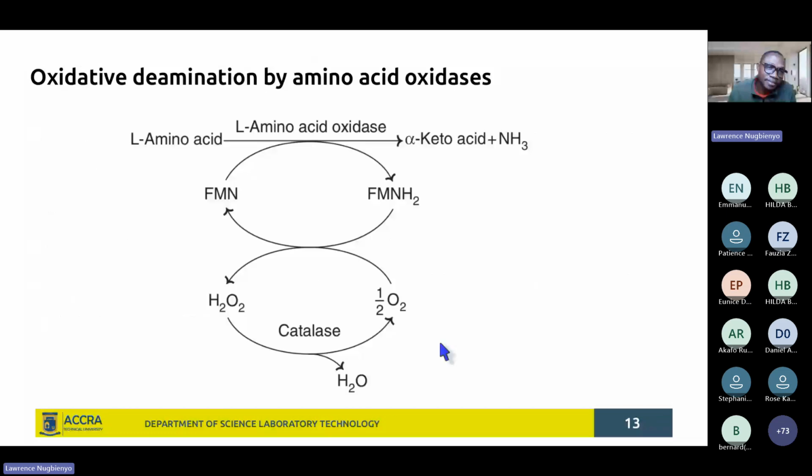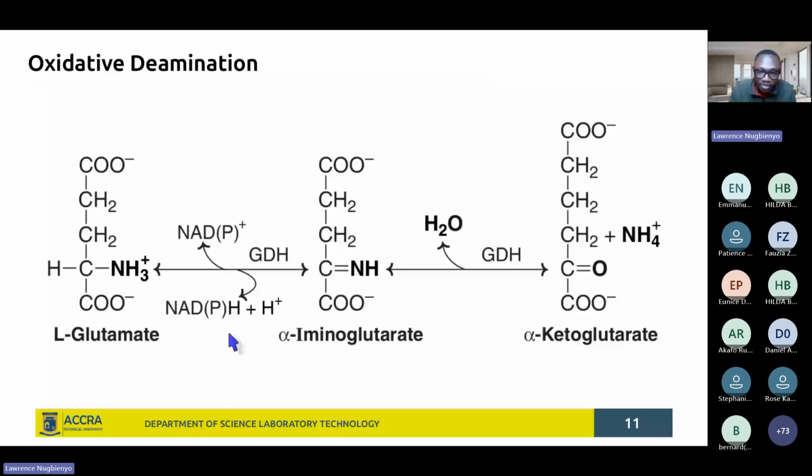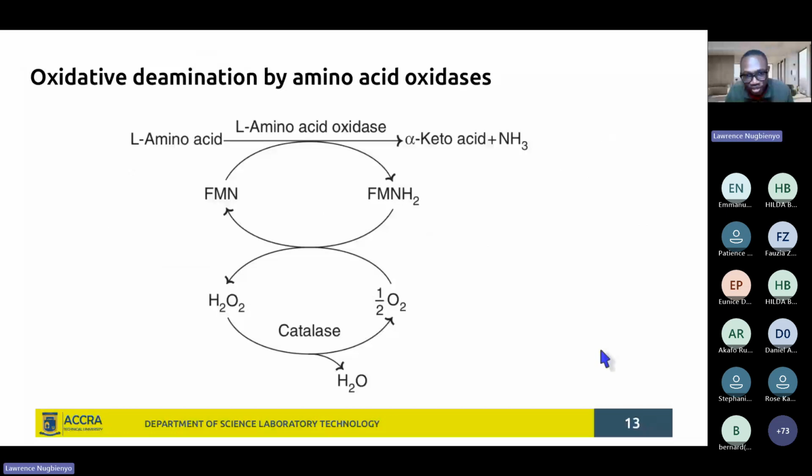Right. Now we're looking at oxidative deamination by amino acid oxidases. What we saw before this was oxidative deamination by glutamate dehydrogenase, and you saw that process. If you go back to it, from L-glutamate you have a transition state, alpha-iminoglutarate, before you get alpha-ketoglutarate. That is the process that glutamate dehydrogenase was carrying out.